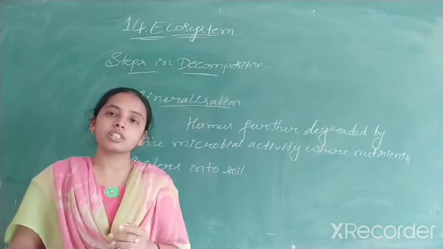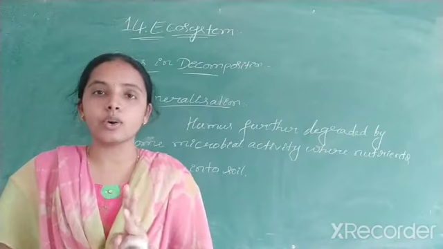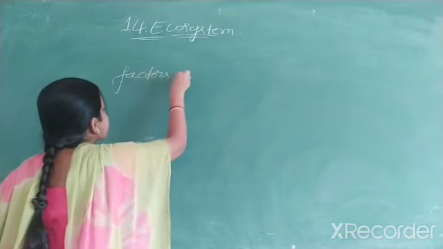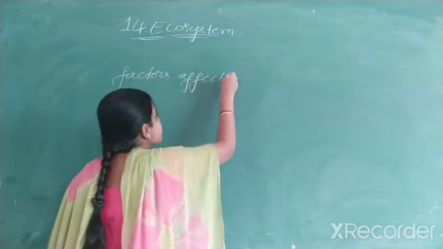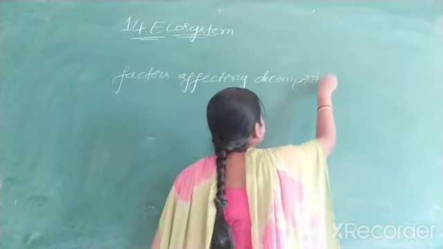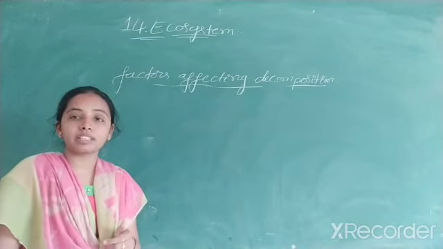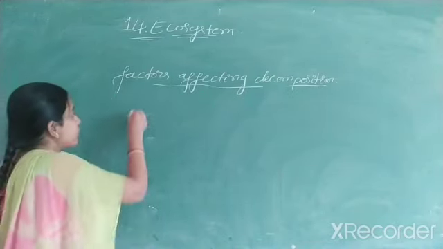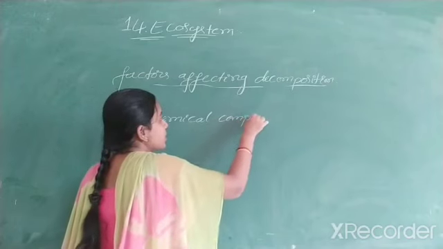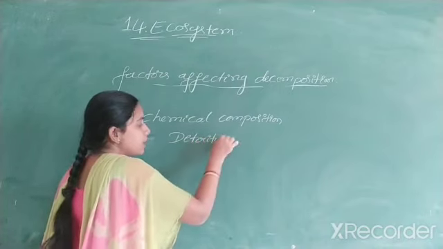The steps of decomposition are asked for 5 marks. Factors affecting the decomposition carry 3 marks. Factors affecting the decomposition: what affects the decomposition? The first one is chemical composition. The chemical composition of the detritus, that is, the dead remains.